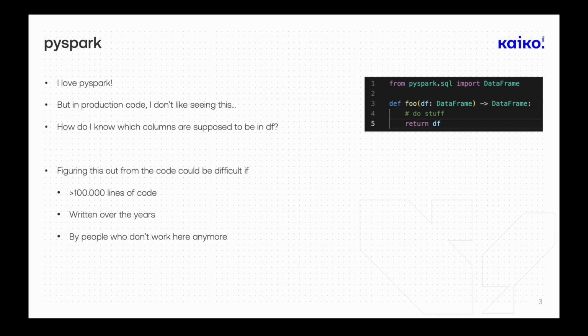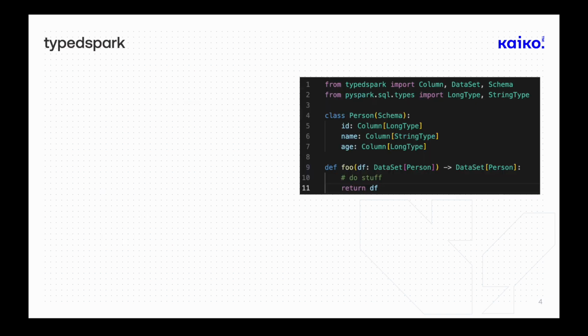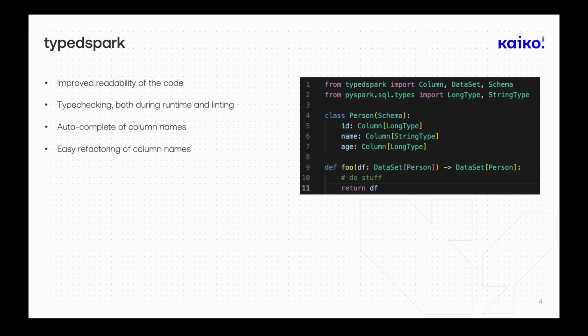So to solve this, we've developed Typespark, where we define a schema, in this case person, with these three columns and these three data types, and we annotate the input and the output to this function using that schema. Today I'll show you that this leads to improved readability of the code, type checking both during runtime and linting, autocomplete of column names, easy refactoring of column names, and easier unit testing. Cool, let's see that in action.